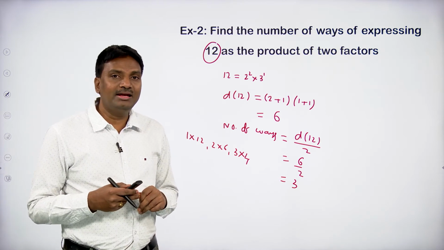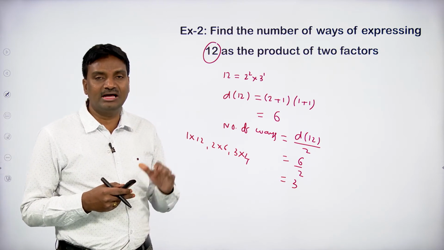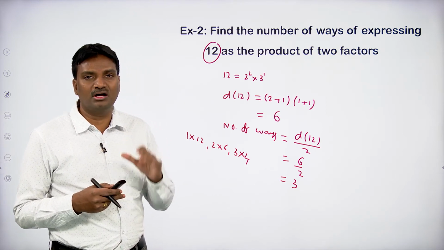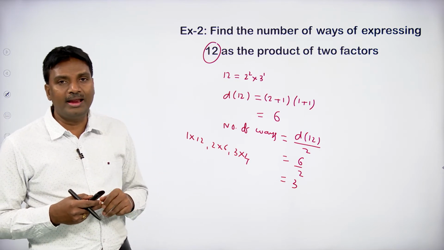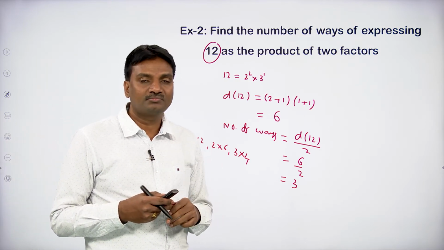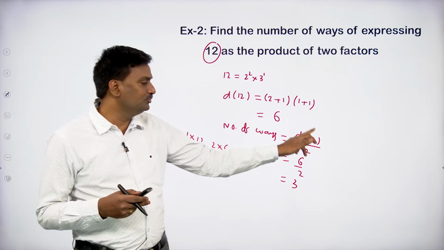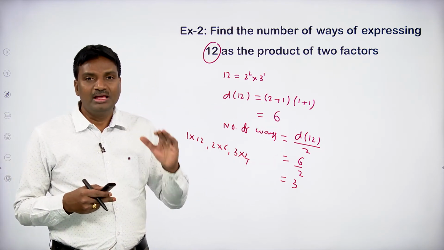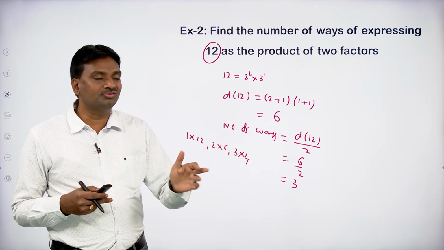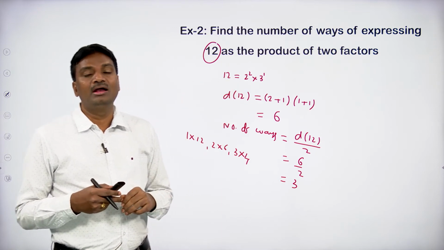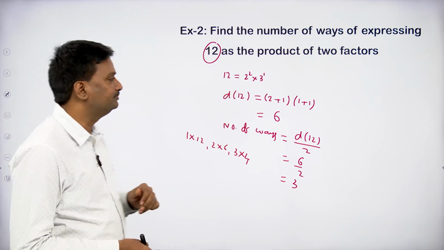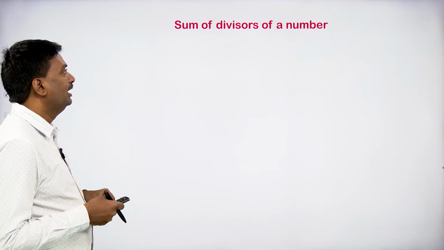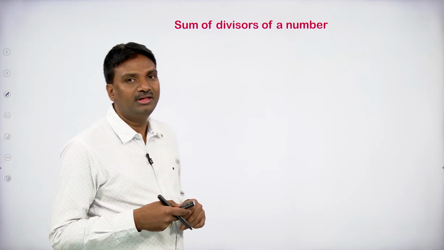Now, to find the number of ways of expressing the given number as the product of two factors, if the given number is not a perfect square, then we can use the formula d of n by 2. If the given number is a perfect square, then we can use the formula (d of n plus 1) by 2.